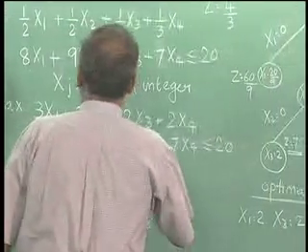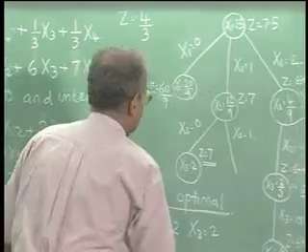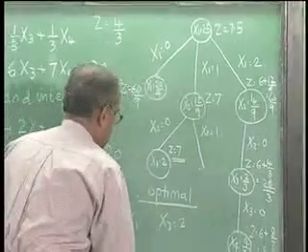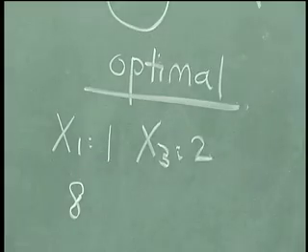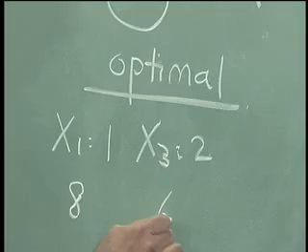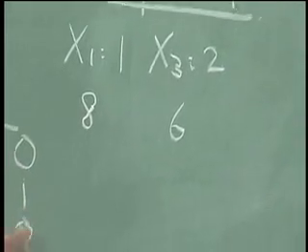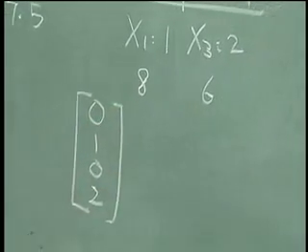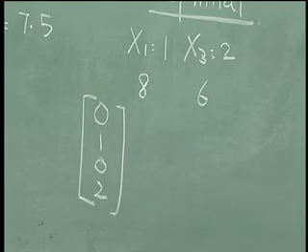Now we go back and see that x1 is 8 inch, x1 equal to 1 and x3 equal to 2. So this is 8 inch and x3 is 6 inch. So the entering pattern is 0 1 0 2. This meets the requirement of 20, 8 plus 12 is 20.